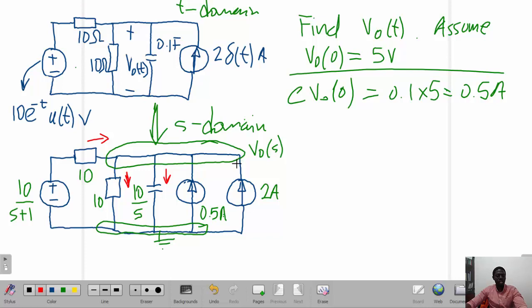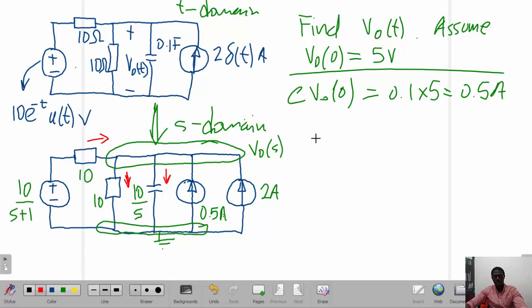So we are saying, according to KCL, the sum of currents entering a node must be equal to the sum of currents leaving that same node. And accordingly, we've got this current entering this node, if you take an imaginary node here, which is going to have the value 10 over s plus 1, and that is going to have to subtract the voltage V0 over the resistance.